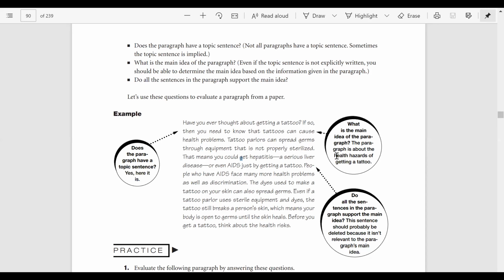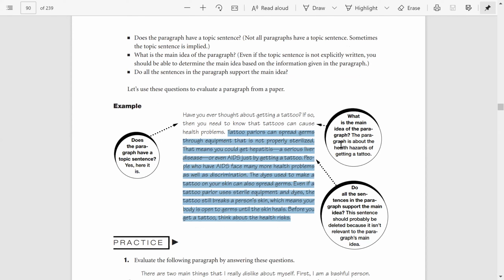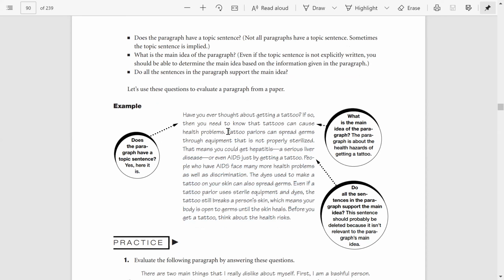Sorry, internet problem occurred again. So I was telling you that all the other sentences in the paragraph should be linked to the main idea. So what is the main idea? The main idea is about the health hazards of getting a tattoo. Let's have a look at the other sentences. Tattoo parlors can spread germs through equipment that is not properly sterilized. So it shows that the other sentences are also linked to the main idea. So here, this paragraph is well linked, it is organized, and it is focused.